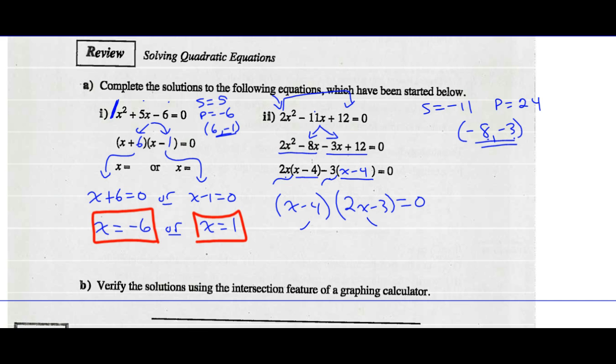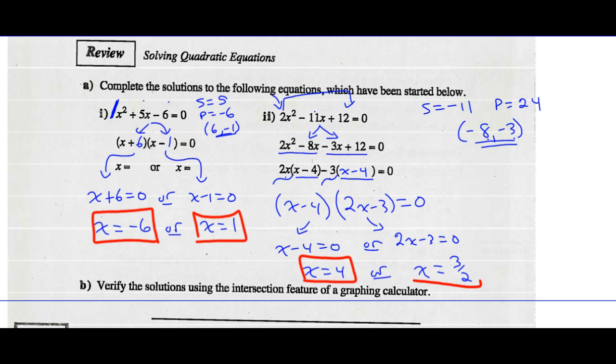I can now set either factor equal to 0, so x minus 4 can equal 0, or 2x minus 3 can equal 0. And I'm now going to solve these simple equations, so x could equal 4, or x could equal, I would add 3 and divide by 2. So x could equal 4, or x could equal 3 halves.